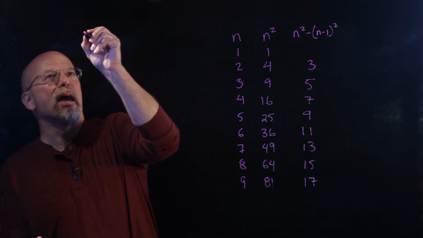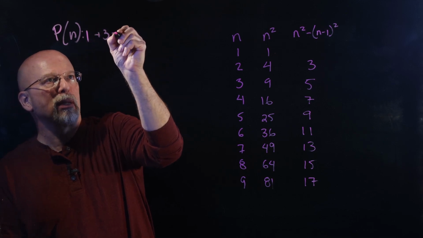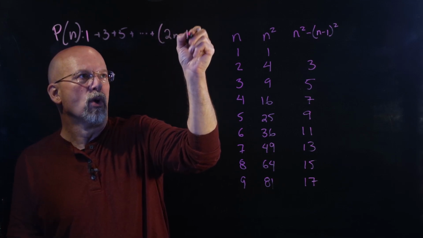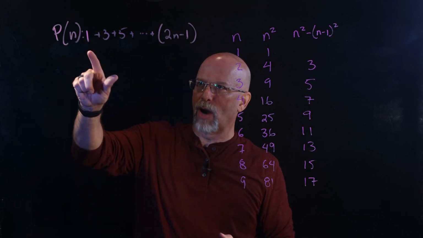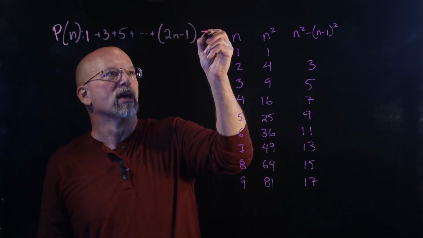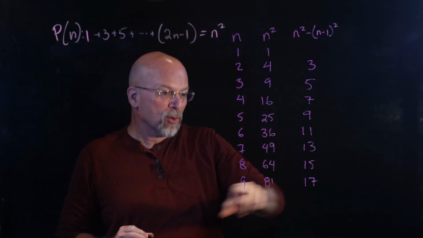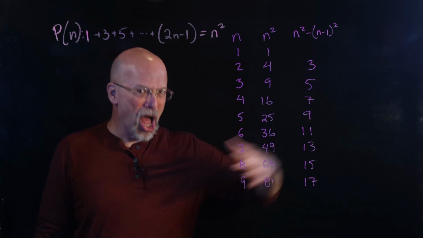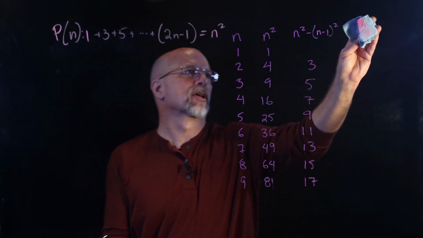I could say that 1, and this is our proposition, P of n, right? 1 plus 3 plus 5 plus all the way up to 2n minus 1. Remember, 2n minus 1, that is a way for us to represent an odd number. So we're adding together all the odd numbers up to 2 times n minus 1. What does that equal? Well, it turns out that equals n squared. Now, I've shown that it works for the first 9, but that doesn't mean it works ad infinitum. It doesn't mean that it works for all of our integers.